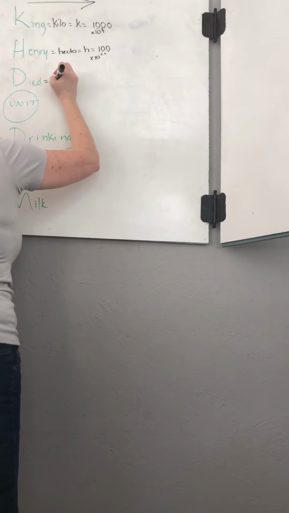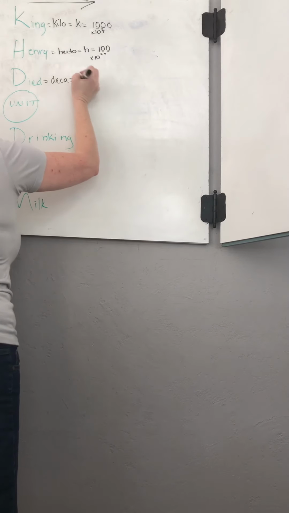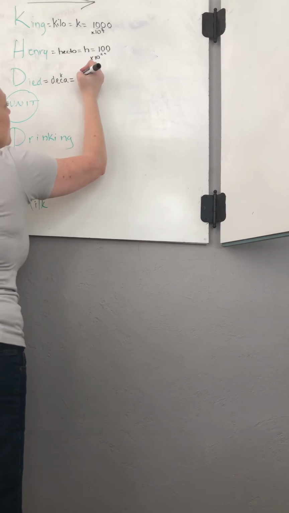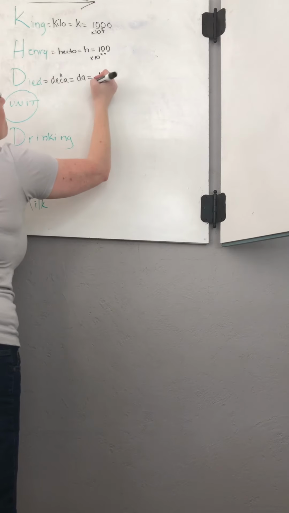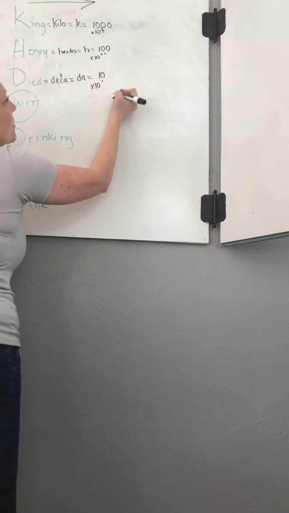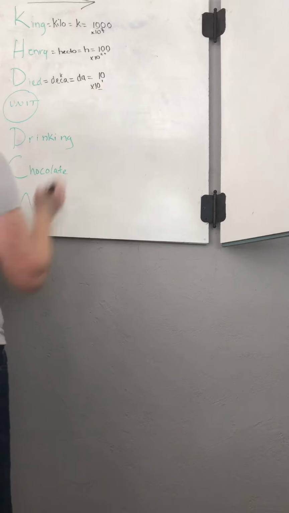And then this one is deca, and we abbreviate it with a D. Sometimes they spell that with a K, by the way. I've seen it both. It is 10. It's actually times 10 to the first, which is just the same thing as times 10.